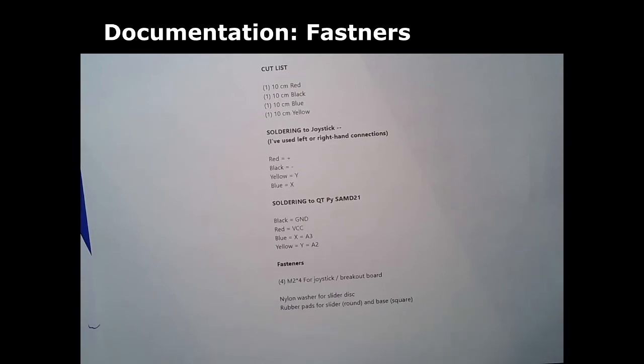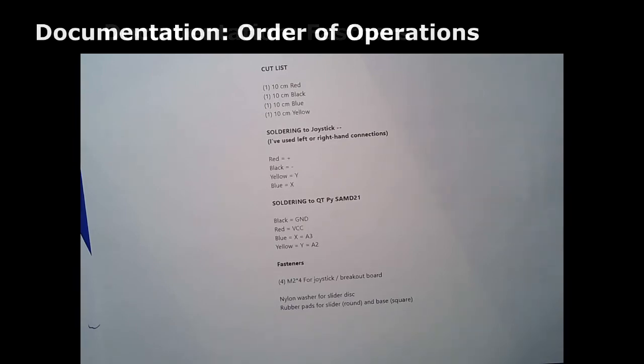I also often create an order of operations at a high level. And this documentation is important when you need to train a new employee. So this could be steps like step 1, print enclosures. Step 2, mark them. Step 3, cut a bunch of wires. Step 4, strip and tin the wires, and so on and so forth.